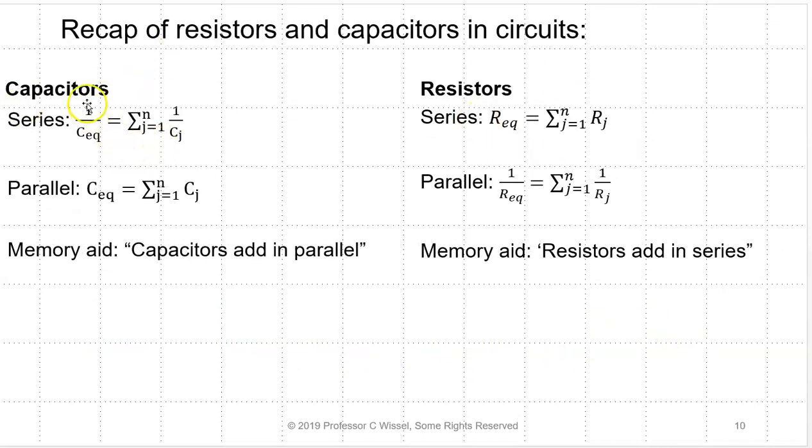Comparison here. Capacitors add up in series as 1 over. In parallel, they add. So, memory aid: capacitors add in parallel. Resistors add in series. In parallel, they go as 1 over. So again, resistors add in series. Notice that there are opposites here. We're going to find out batteries and inductances work a lot like resistors.